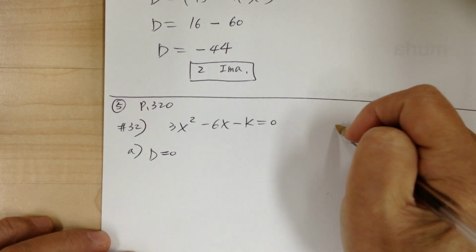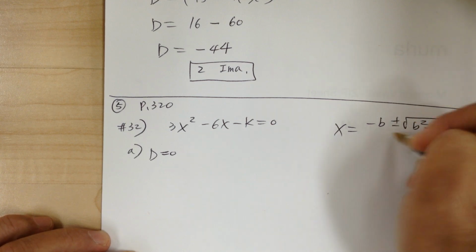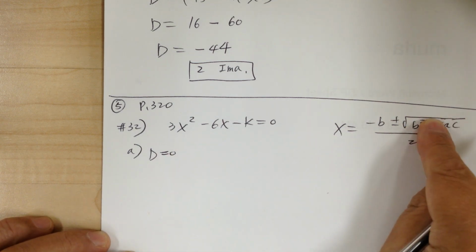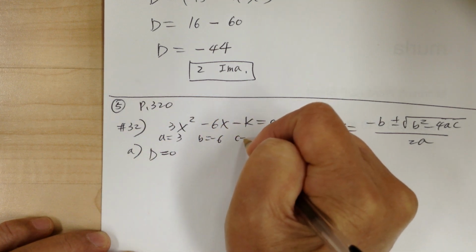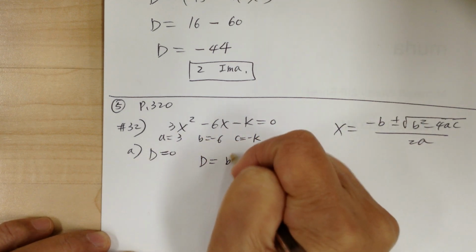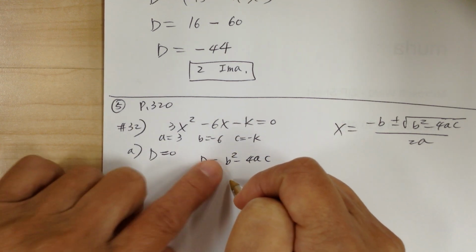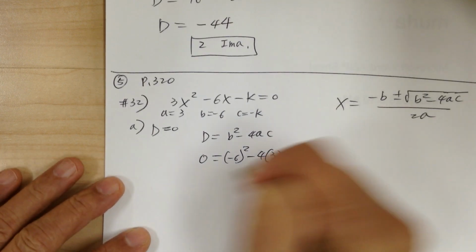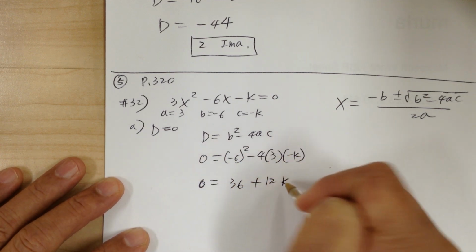Again, let me go and write down the equation. So to get a double root, that means d inside has to equal 0. So d equal to 0. Write down your formula: d equal to b squared minus 4ac. So substitute everything. D equal to 0, b equal to negative 6, a equal to 3, c equal to negative k. So 0 equal to 36 plus 12k.